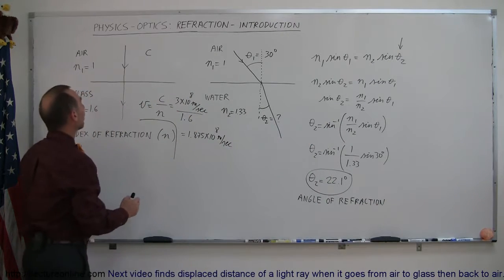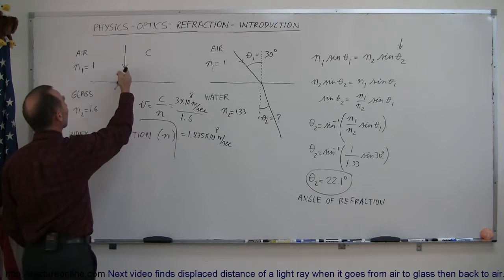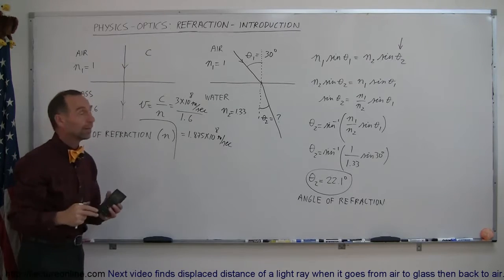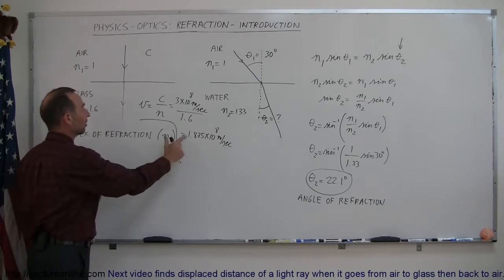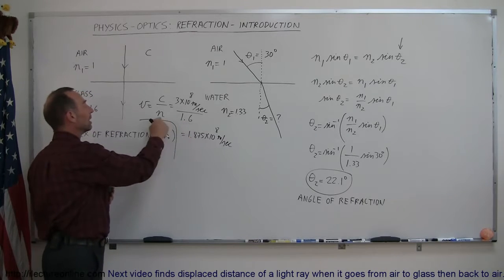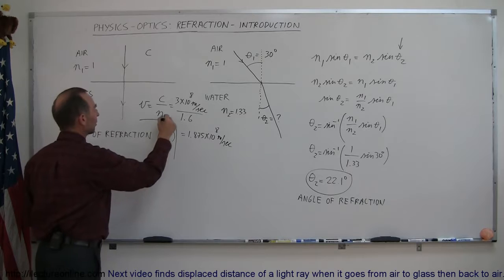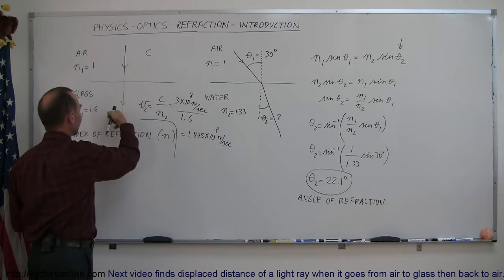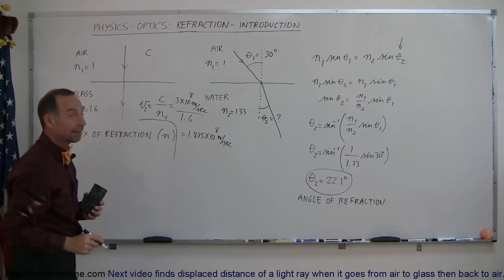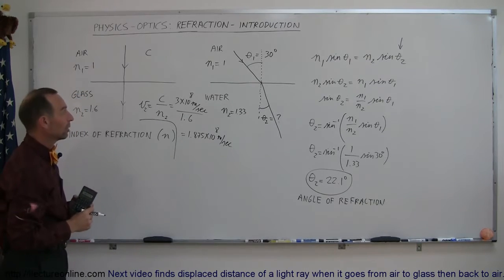Okay, so notice that when the angle is 0 degrees between the normal and the ray, there's no bending of light. The light goes straight through. The only thing that happens is that it slows down relative to the index of refraction. In this case, let me just put down v sub 2, and that's the velocity in the second region, which is dependent upon the index of refraction in the second region.